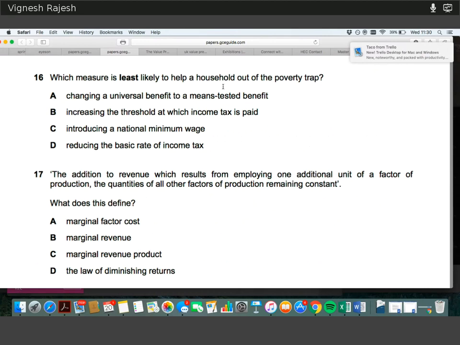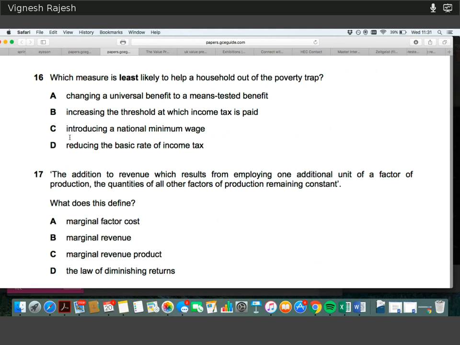Question 16, which measure is least likely to help a household get out of the poverty trap? The answer in this case is A, which I'll go on to last, but we can clearly see that B, for example, if you increase the threshold at which income tax is paid, say originally the threshold's 10,000, it implies that everyone who earns £10,000 or below doesn't pay income tax. If that's increased to, say, 12,000, that means these additional families who are earning 11,000, 11,500, who would have originally paid income tax, now don't, and that's more likely to help them get out of the poverty trap.